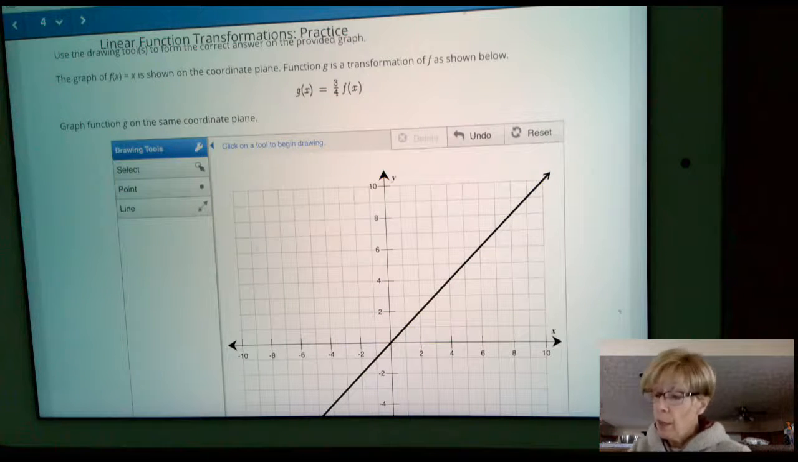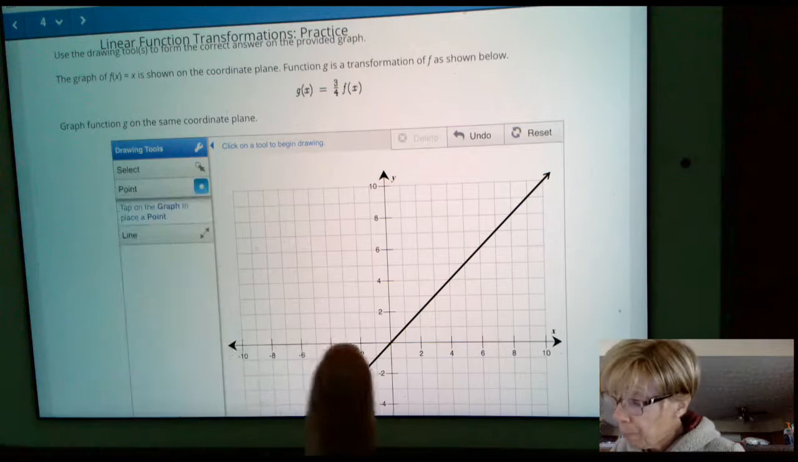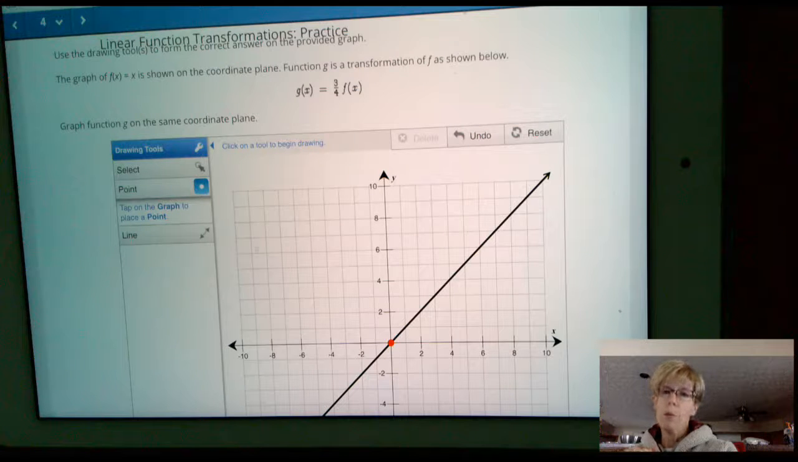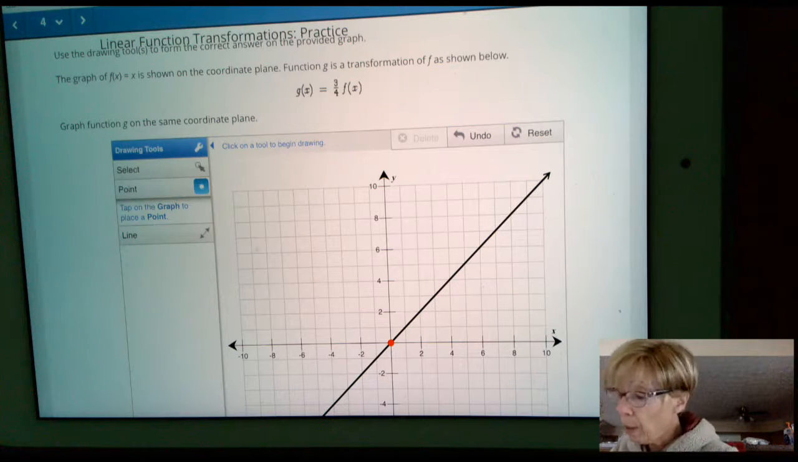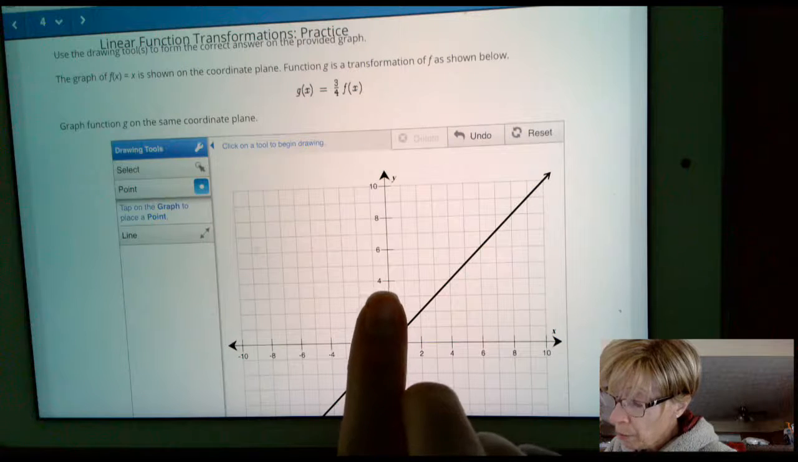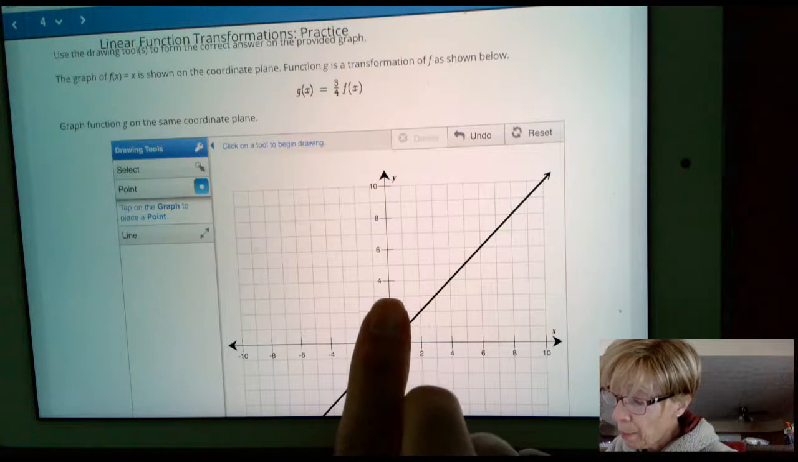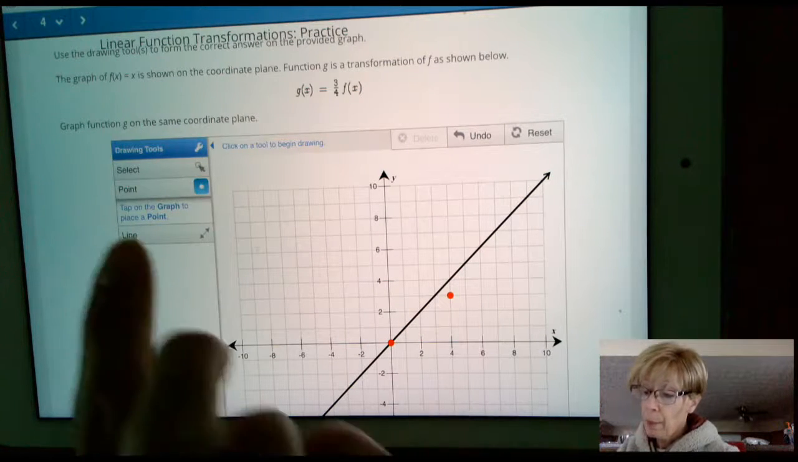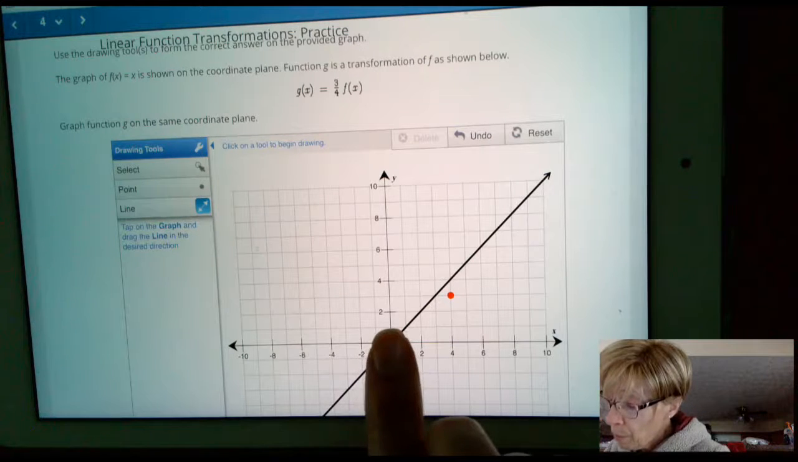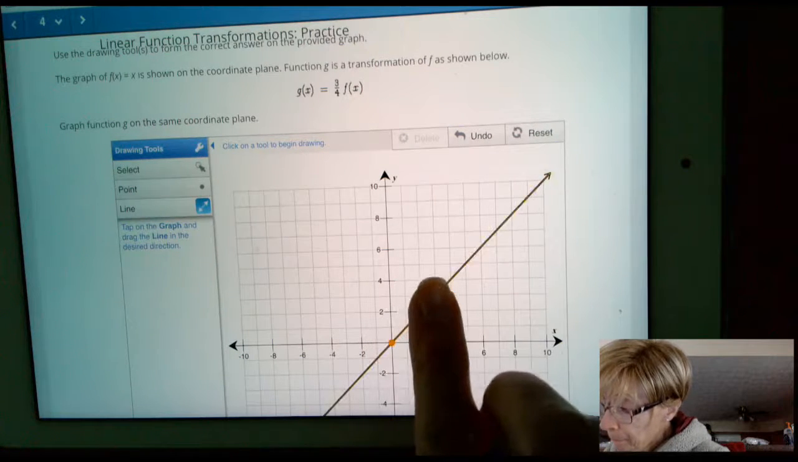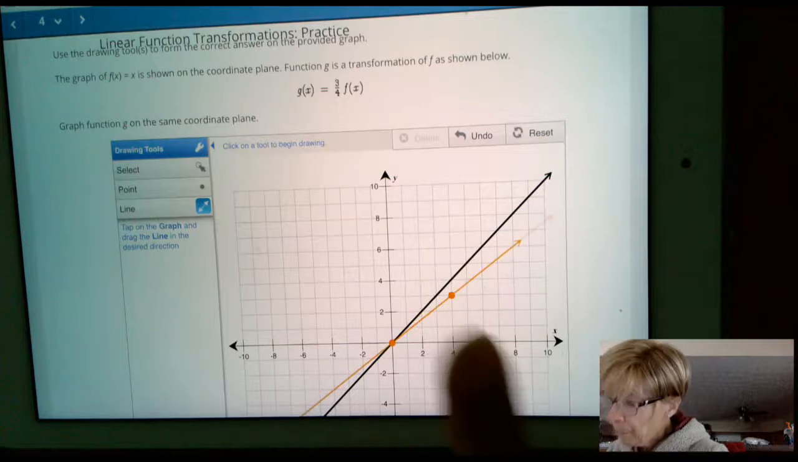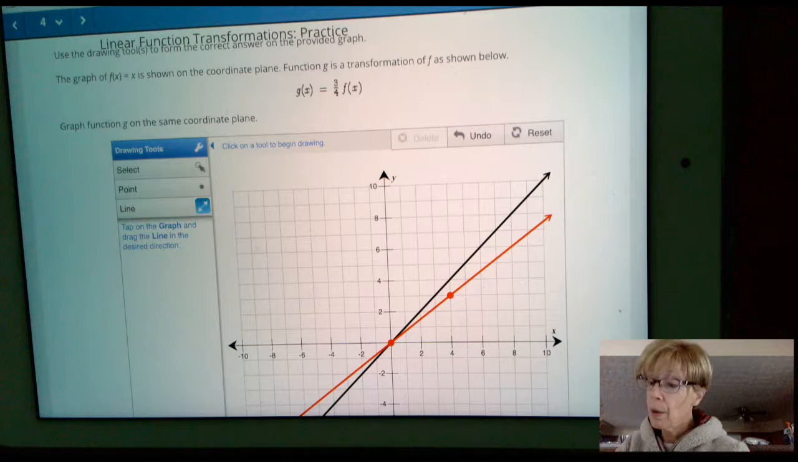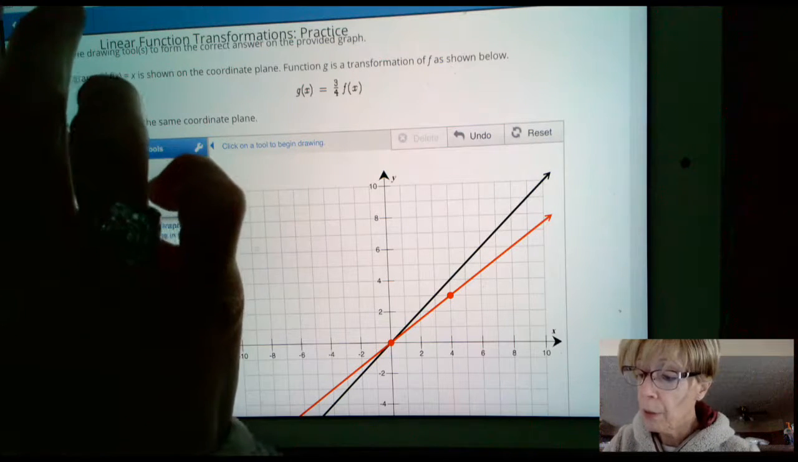Very similar on the next problem, the last one I'm going to do on this video. So if we take a look at this one, it says use the drawing tools to form the correct answer on the provided graph. The graph of f of x equals x is shown on the coordinate plane. Function g is a transformation of, and actually two things are happening to this graph because there's a negative. It says g of x equals f parentheses negative 2/3 x. That's read, by the way, f of negative 2/3 x.